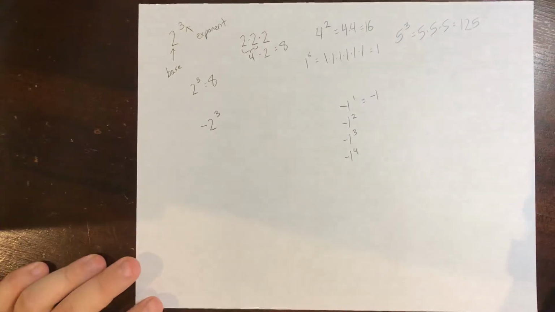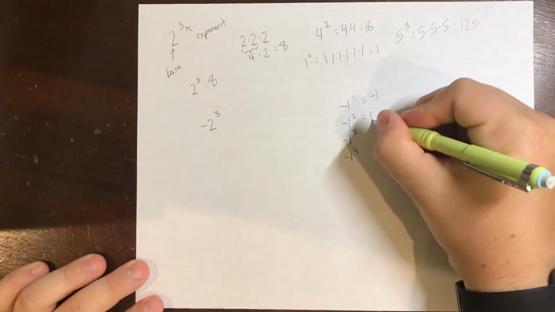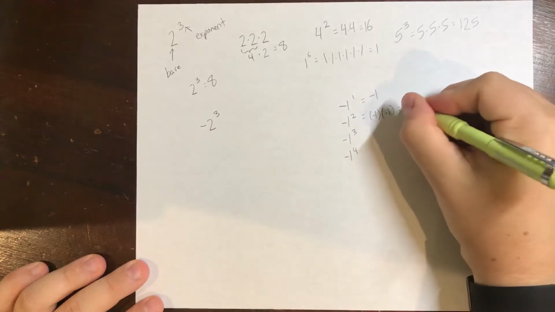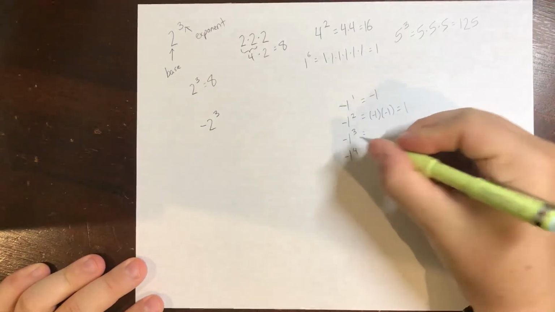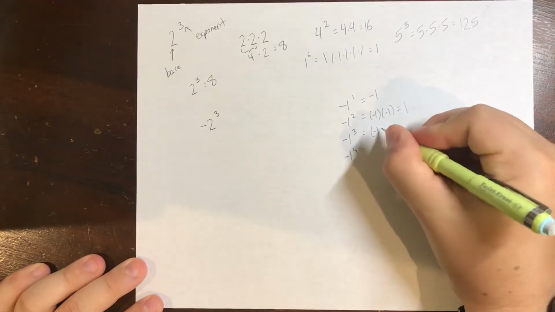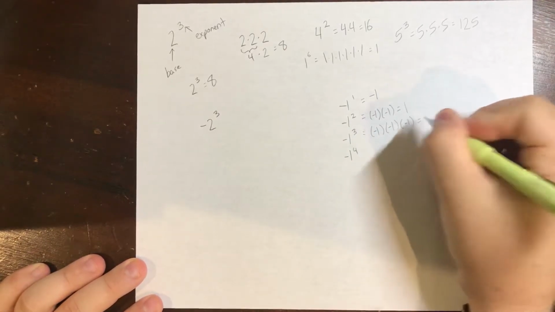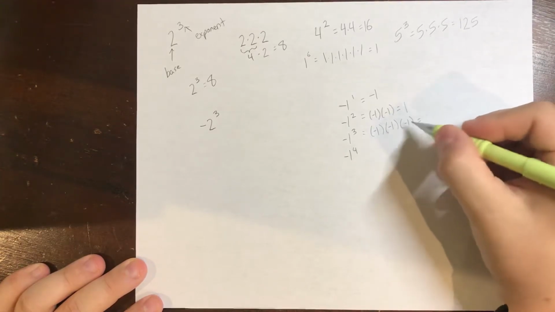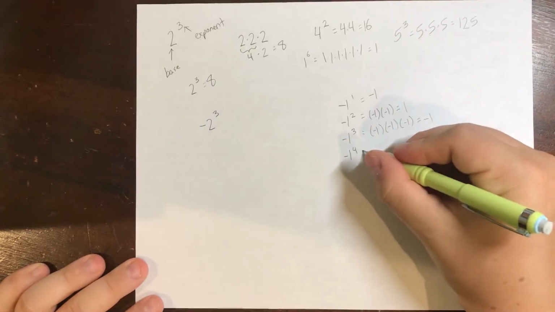This is just negative 1 times itself, so that will give us negative 1. This is negative 1 times negative 1, which would give us positive 1. Negative 1 to the third, that's negative 1 times negative 1 times negative 1. Negative 1 times negative 1 would give us positive 1. Multiply that by negative 1, we end up back at negative 1.